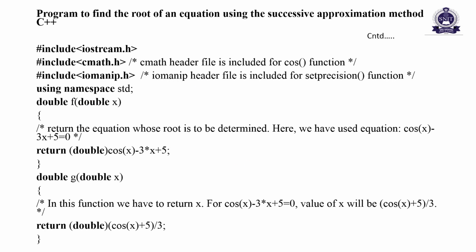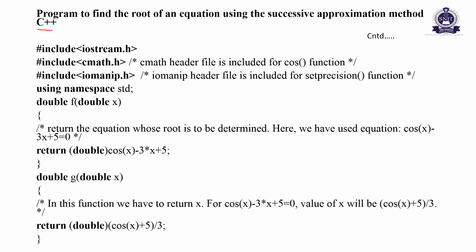Now, for the method, we have to write the program. So let me explain. Program to find the root of an equation using successive approximation method in C++. This also you have to learn. #include iostream.h, #include cmath.h. Cmath header file is included for the cos function. The question is for cos calculation, so for cos function execution, you have to include the cmath header file.